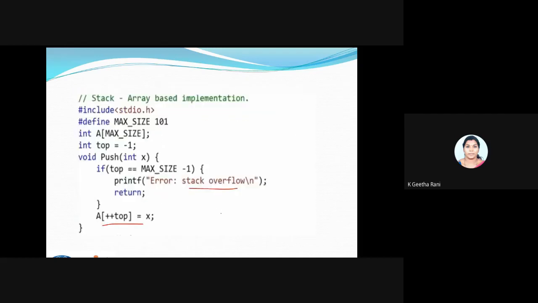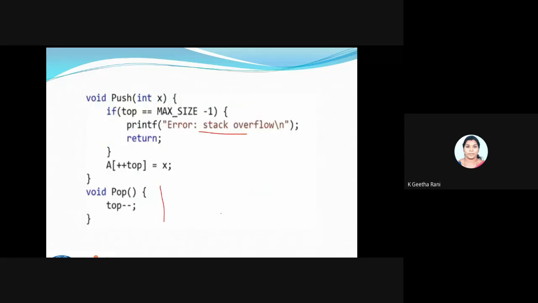I have a code here. It's a C programming code. Whatever I want to declare, I'm declaring it globally. Then I'm using a push operation, a pop, and a top. Inside the push I have an overflow condition. Inside the pop I have an underflow condition. This top keeps giving me the current top value.